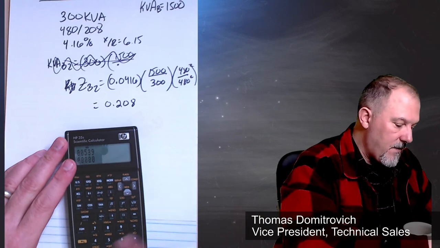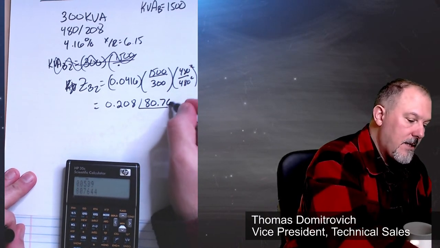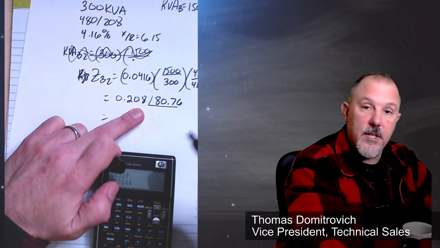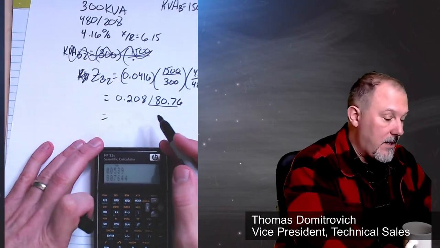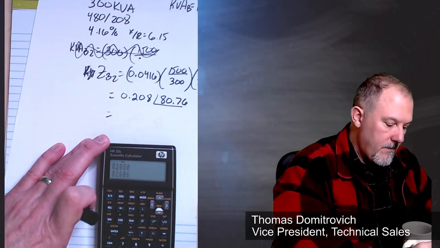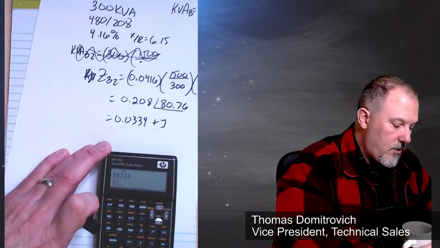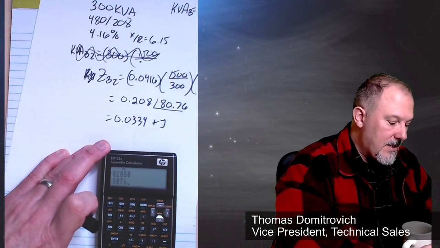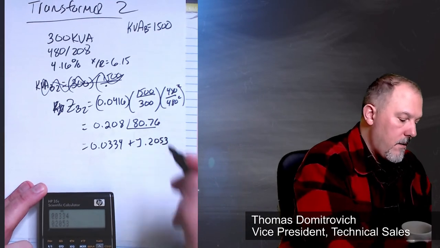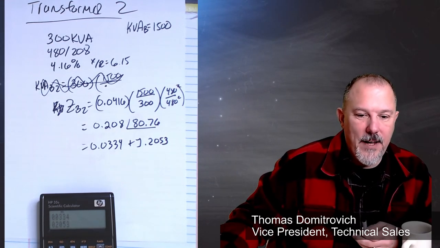What's my X to R? It's 6.15. Inverse tangent of 6.15 is 80.76. Now, to put that in rectangular format, it's 0.208 times cosine of 80.76 plus j 0.208 times the sine of 80.76. The cosine multiplied out is 0.0334, plus j, 0.208 times sine of 80.76, which is 0.2053. Ahmed is doing it too. Thank you, Ahmed. 0.208 at an angle of 80.76.